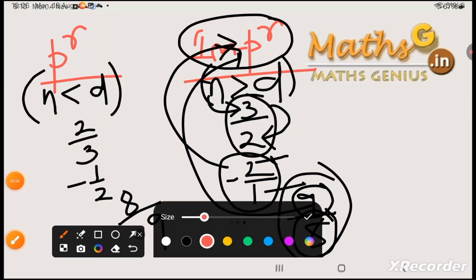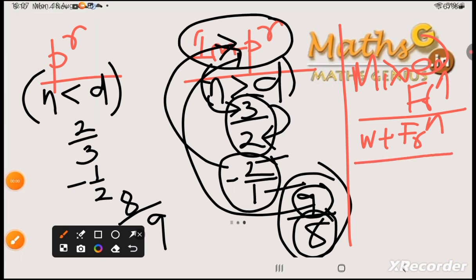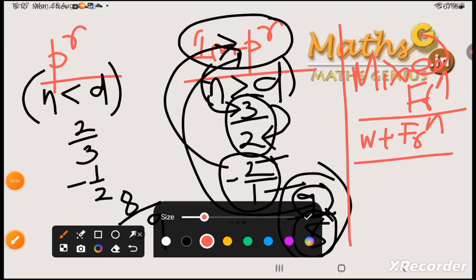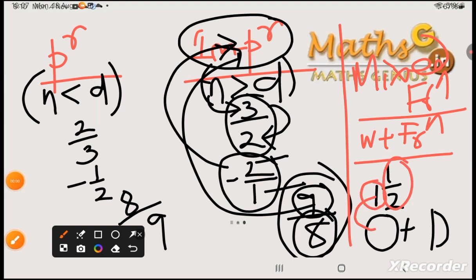Then another type of fraction exists, which we call a mixed fraction. What is a mixed fraction? It is a mixture of something. If we have a whole number plus some fraction, then we call it a mixed fraction. For example, let us say 1 whole 1 by 2. So there is a whole of the cake plus there is half of the cake. Whole means 1 full, and half of the cake is 1 by 2.